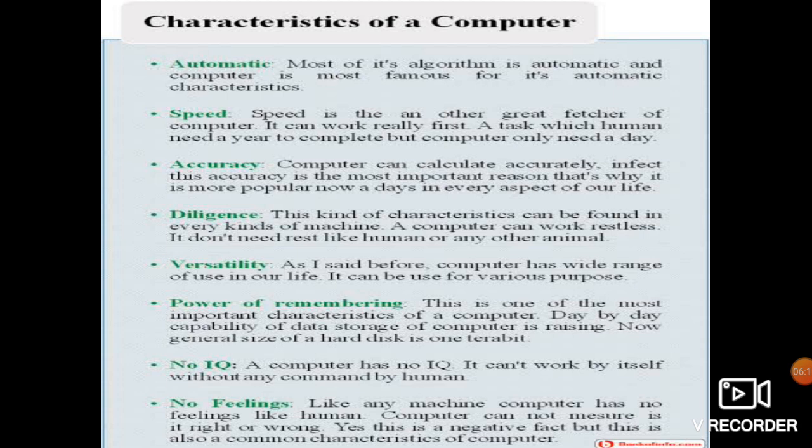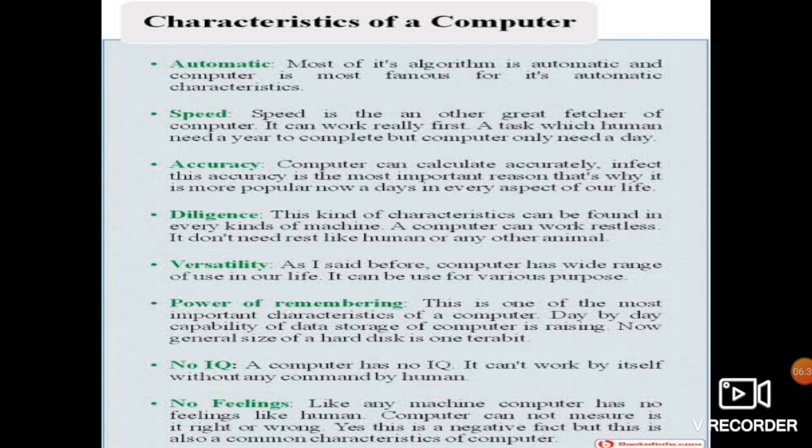Diligence, this kind of characteristics can be found in every kind of machine. A computer can work restless as a human being. After sometimes we say that, oh, हम थक गए या हम बोर हो गए, but computer will not say all these things because computer work diligently.